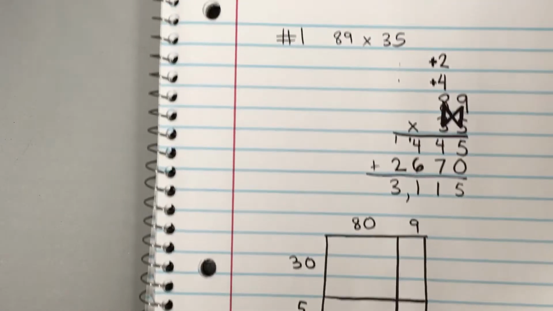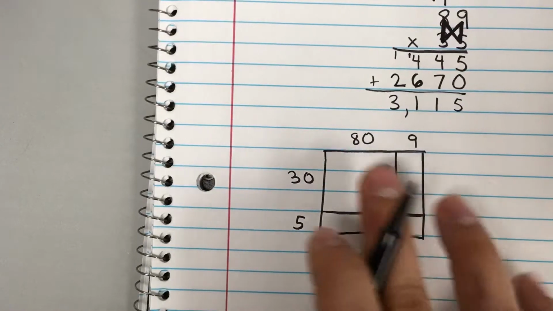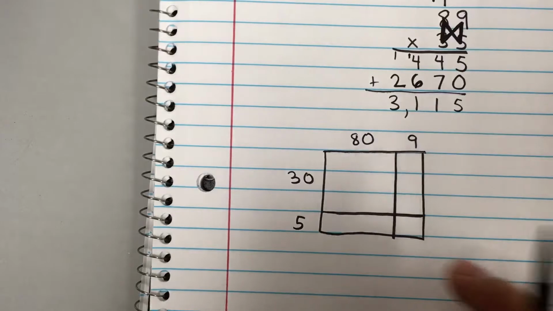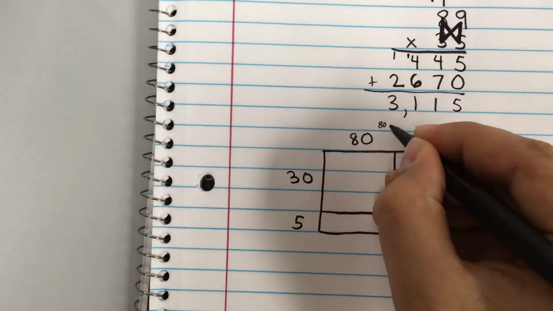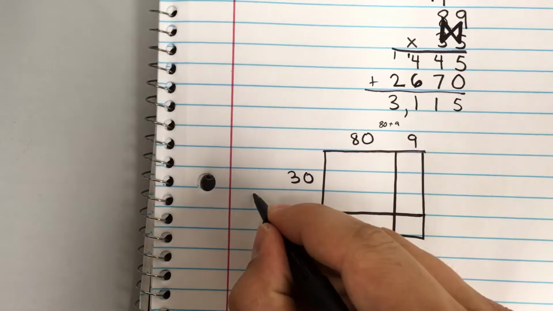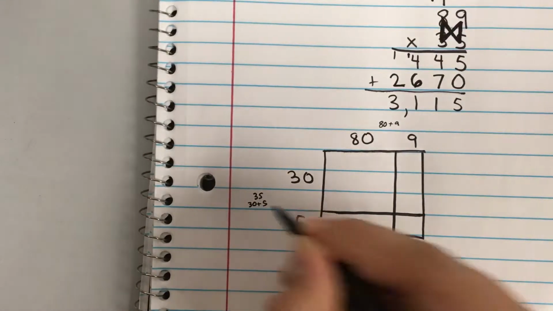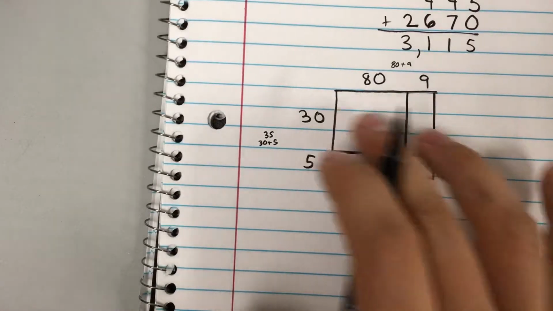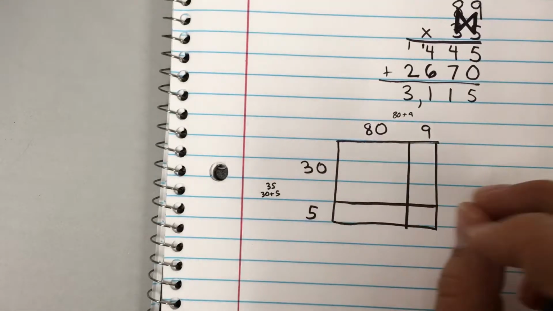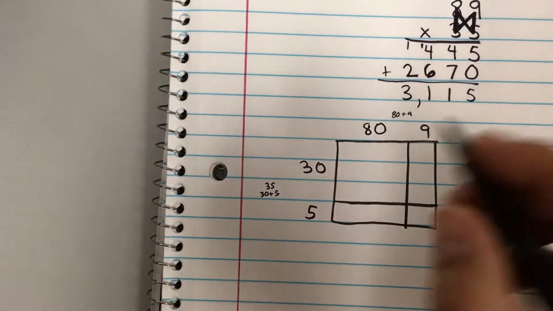Okay? I rewrote my problem, 89 times 35, and I broke the numbers up by place value. So 89 is the same as 80 plus 9. And 35 is the same as 30 plus 5. Okay, so I've broken them up, and I'll multiply each factor together to get each product.